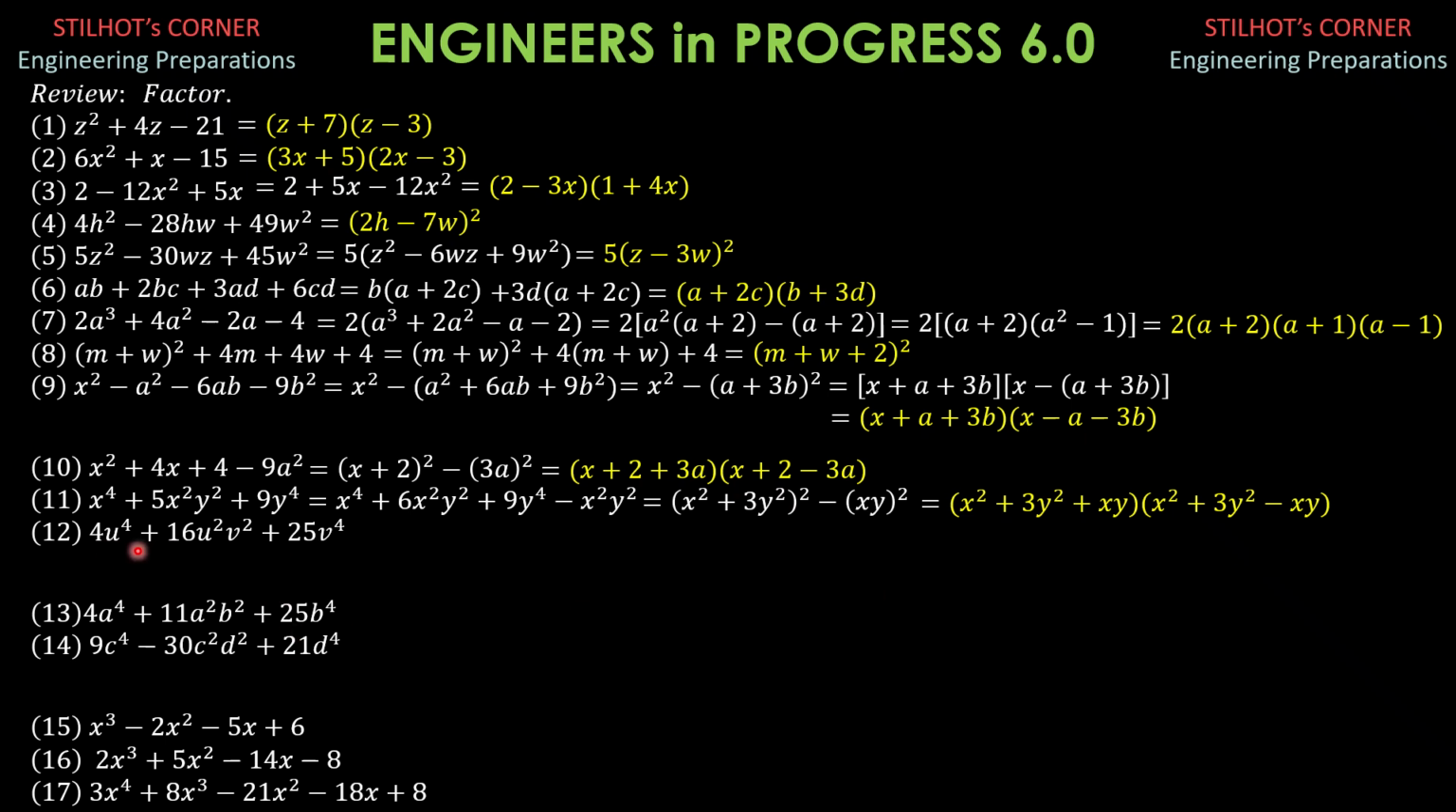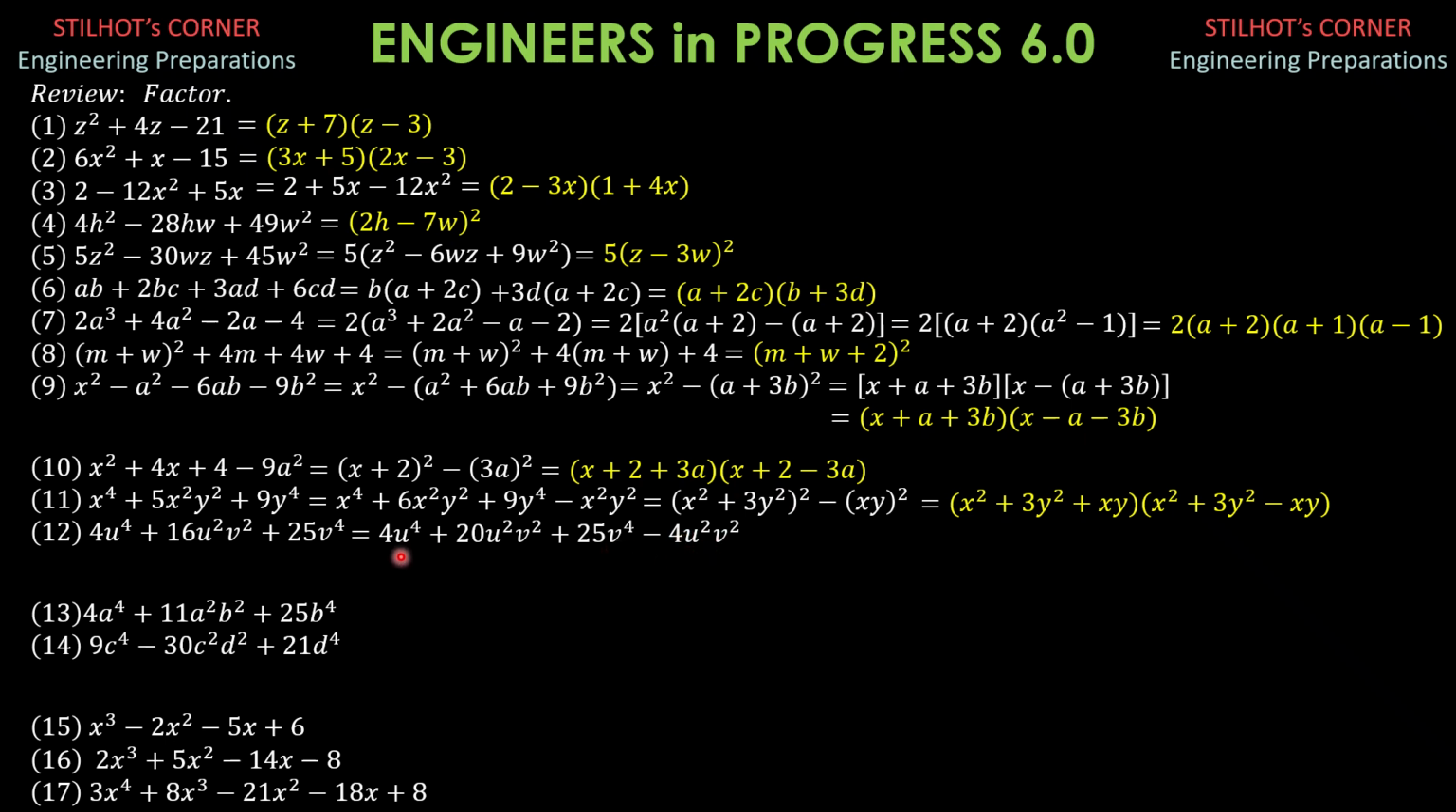Next, this one is supposedly a perfect square trinomial if the middle term here is 20u squared v squared. So it lacks 4u squared v squared, and 4u squared v squared is a perfect square also. So therefore we transform this into 4u to the fourth plus 20u squared v squared plus 25v to the fourth, then minus 4u squared v squared.